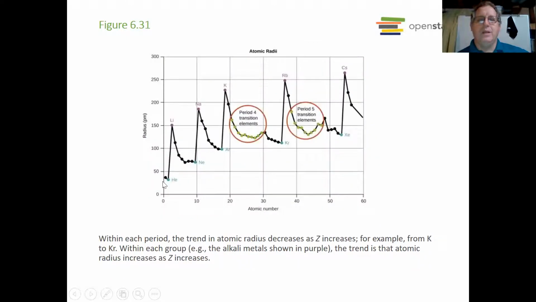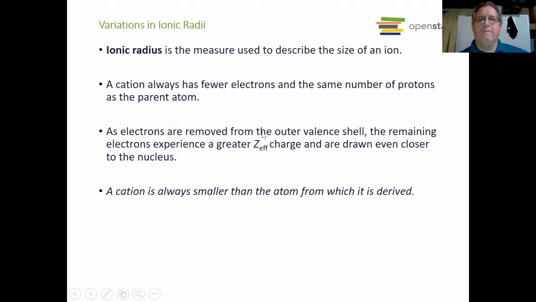We can take a look at the atomic radii. Notice every time we add another shell, I have a great jump in the radius. And as I go to the right in the periodic table in the same period, my radius decreases generally. And that happens all the way through.